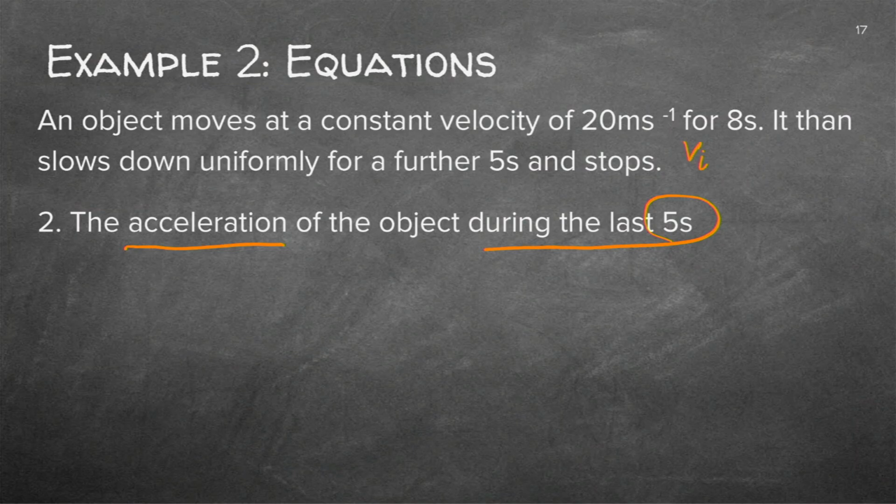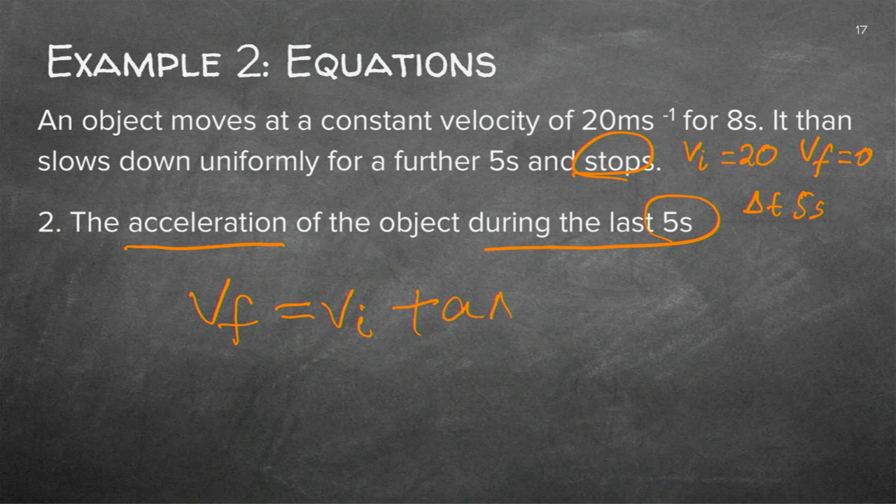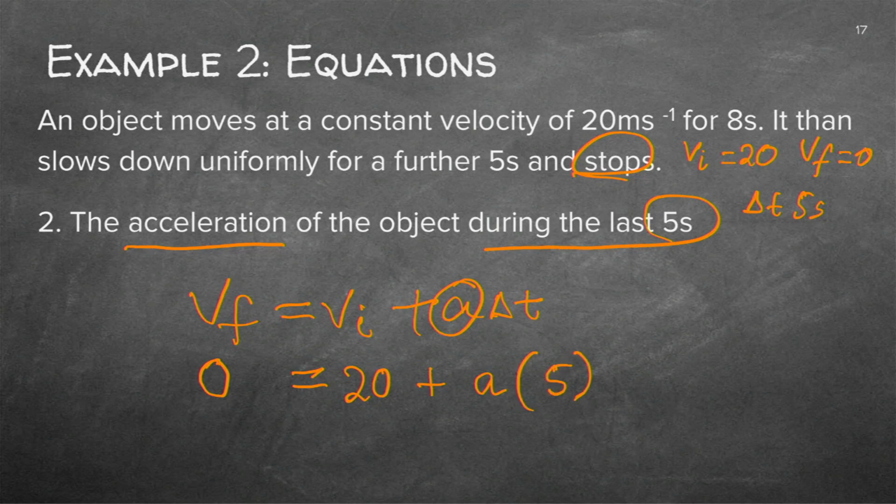It started with 20. It stops. What does that mean? It's 0. How long did it take to stop? 5 seconds. So I will immediately go to the easy equation and say, right, if I want to work out the acceleration, I've got it stopping. I know it started with 20. I need that, and that will be in 5 seconds.